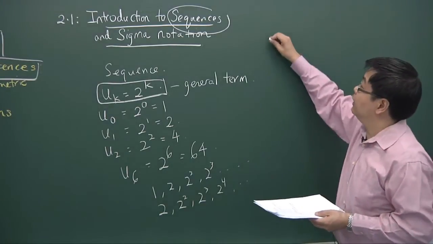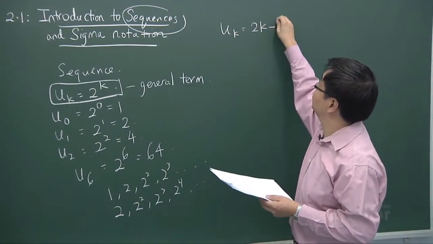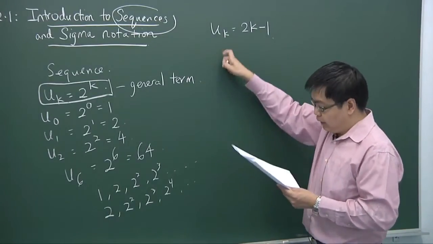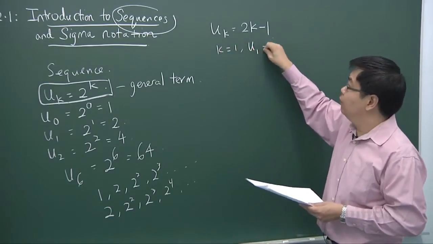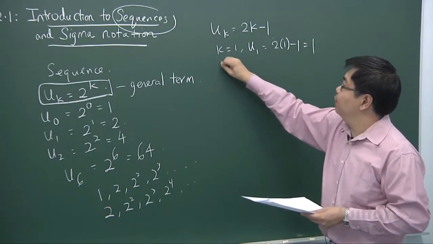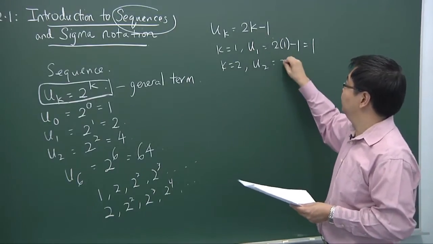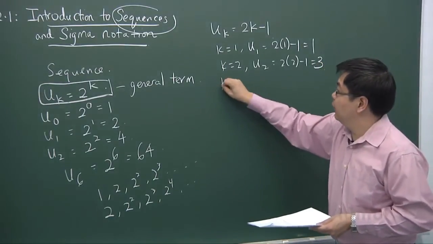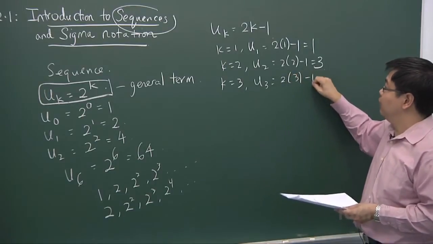Let's take a look at the second example of the sequence. The second example I gave you was u_k equals 2k minus 1, this being the general term. If you put k equals 1, your u_1 would have been 2 times 1 minus 1, that gives me 1. And if you put k equals 2, your u_2 would have been 2 times 2 minus 1, that gives me 3. And if you put k equals 3, your u_3 would have been 2 times 3 minus 1, that gives me 5.